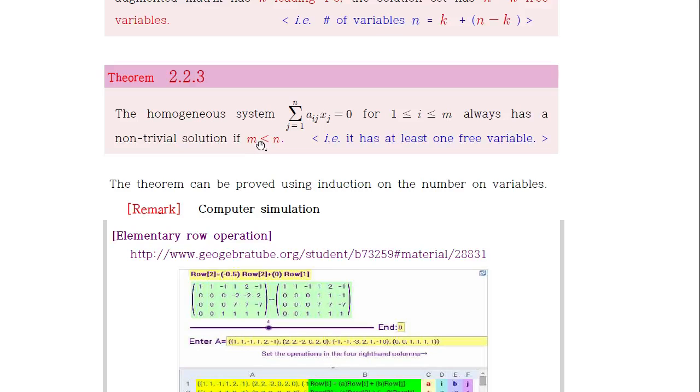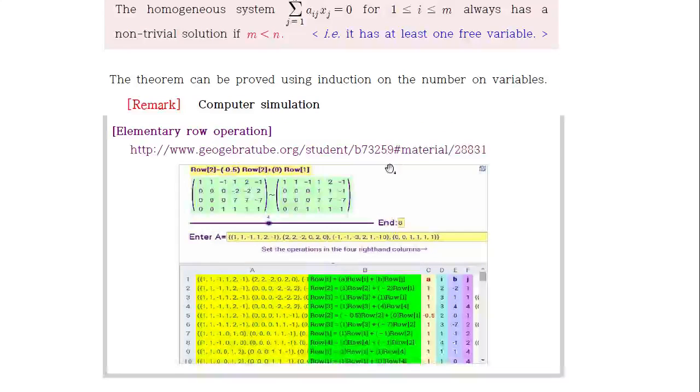then naturally it has a non-trivial solution, which means you have infinitely many solutions. That's what it says. Right? It has at least one free variable, so it has infinitely many solutions. That's what it says. Okay.